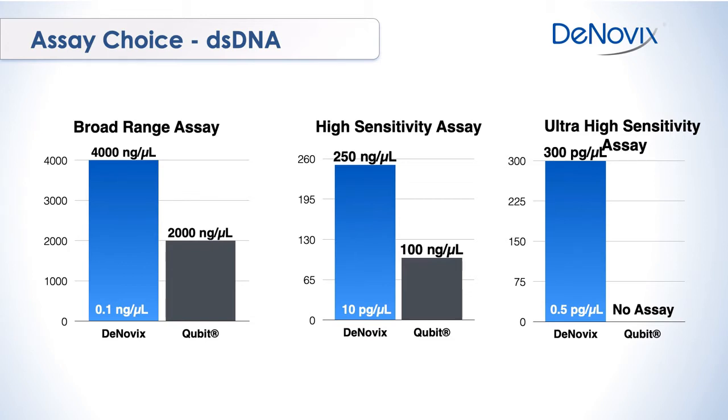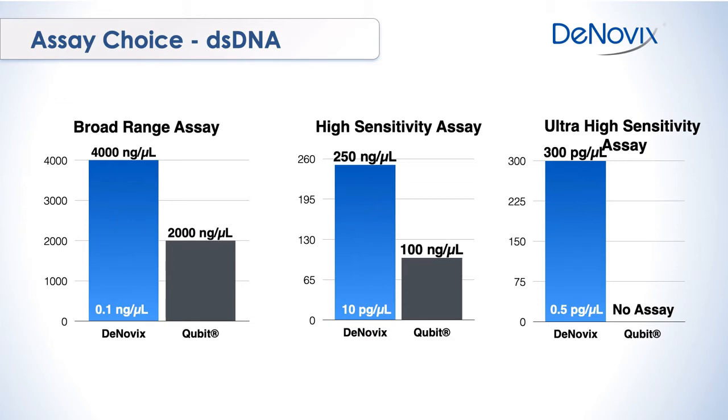And we also have this unique ultra-high sensitivity assay, and this goes down to 0.5 picograms per microliter, and this is really used by people working on single cells, people on cancer studies, some forensics and entomology type studies. We've worked with people with this assay.